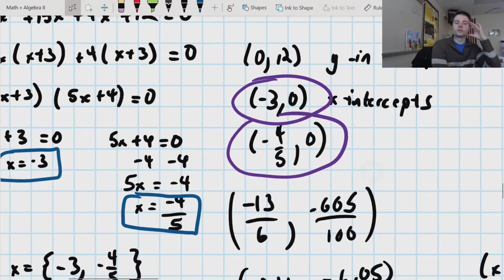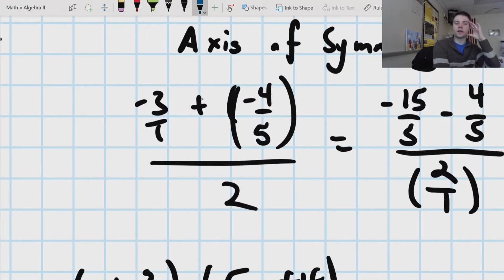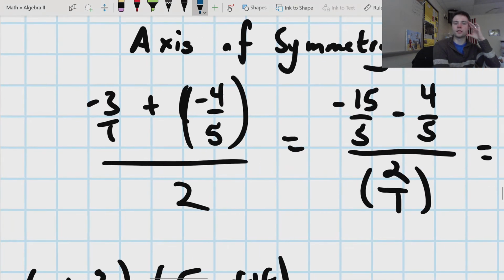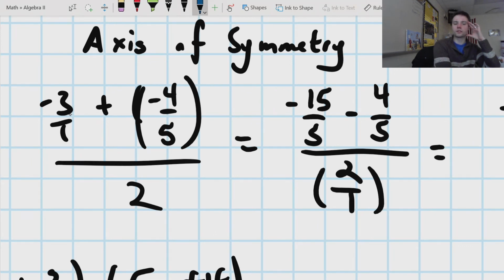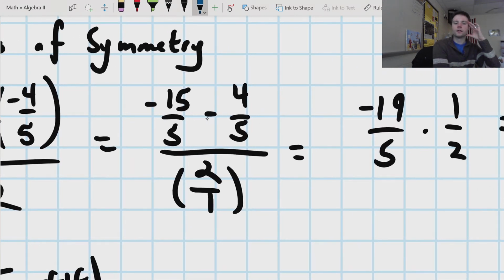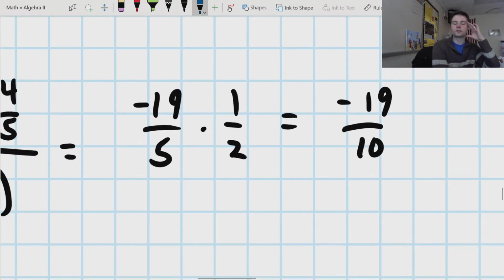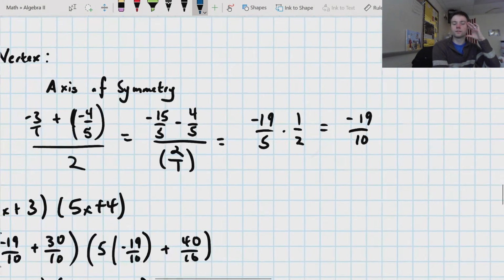So then I took those two numbers, negative 3 and negative 4 over 5, and I added them and divided by 2. So I've got negative 3 over 1 plus negative 4 over 5, divided all by 2. So if I multiply upstairs and downstairs, it's negative 3 over 1 by 5, I get negative 15 over 5 minus 4 over 5. So that gives me negative 19 over 5, and then a division of 2 over 1, whose reciprocal is going to be 1 over 2. So that gives me negative 19 over 10.